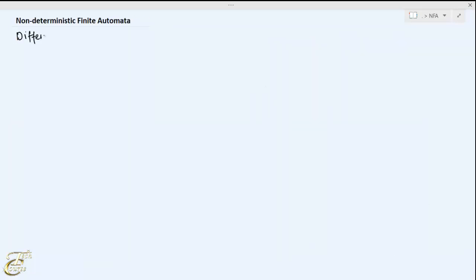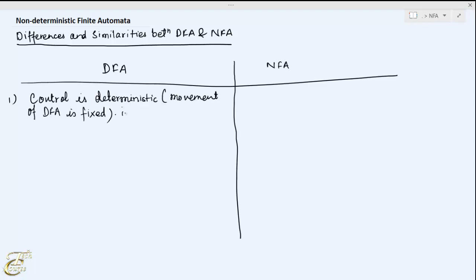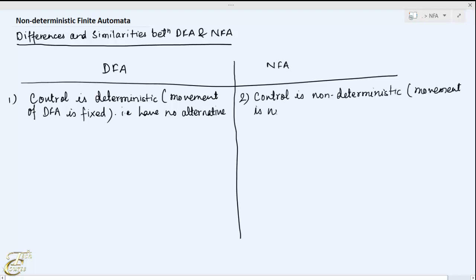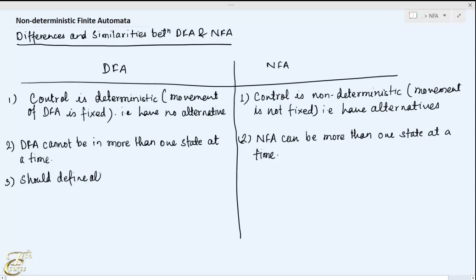Differences and similarities between DFA and NFA. In DFA, the control is deterministic, which means the movement of DFA is fixed, that is, it has no alternatives. Whereas in the case of NFA, the control is non-deterministic, that means movement is not fixed, that is, it has multiple choices or alternatives on reading the input. Second, DFA cannot be in more than one state at a time, but the NFA can be in more than one state at a time. Third, while constructing a DFA, you should define all the possible transitions, whereas in the case of NFA, you may leave some unwanted transitions.